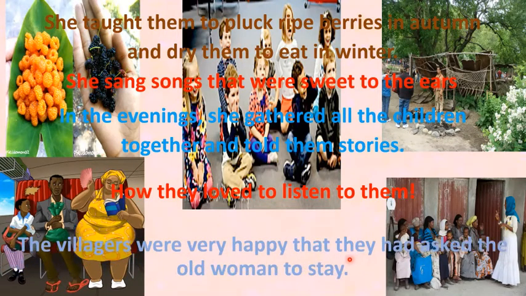And the villagers were very happy that they had asked the old woman to stay. So she used to sing nicely. She used to gather people, the children, and she used to say nice stories. And she taught them to prepare the pickles with the turnip and cabbage. And she taught them to pluck the ripe berries and dry them up so they can use those berries in winter. These are all she taught them. So the villagers were very happy that they had asked the old woman to stay.